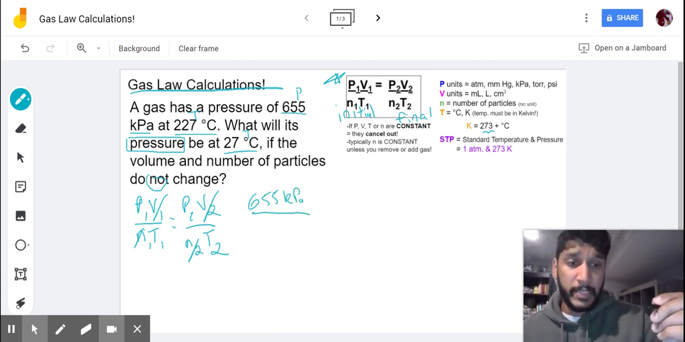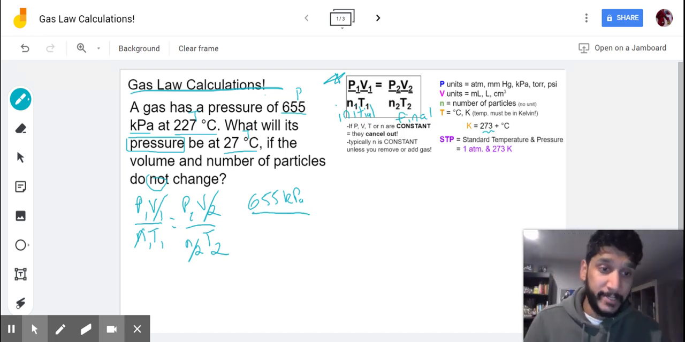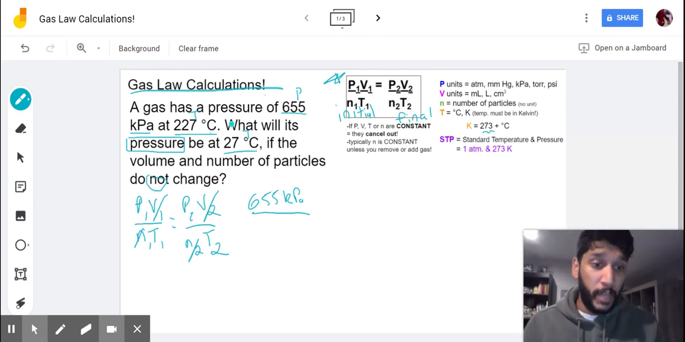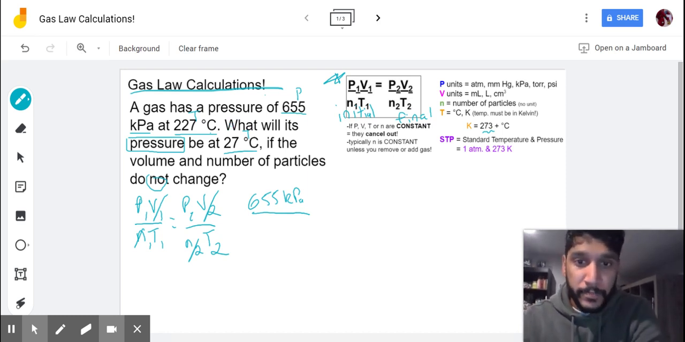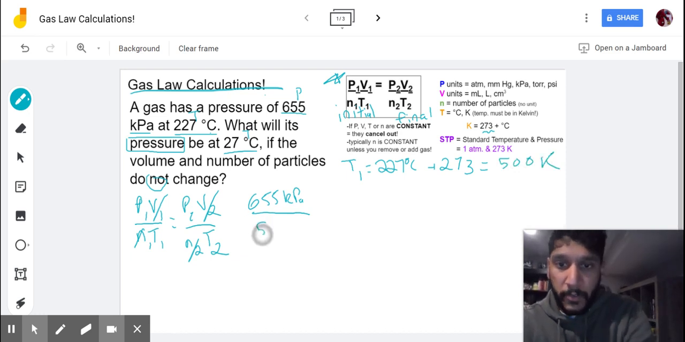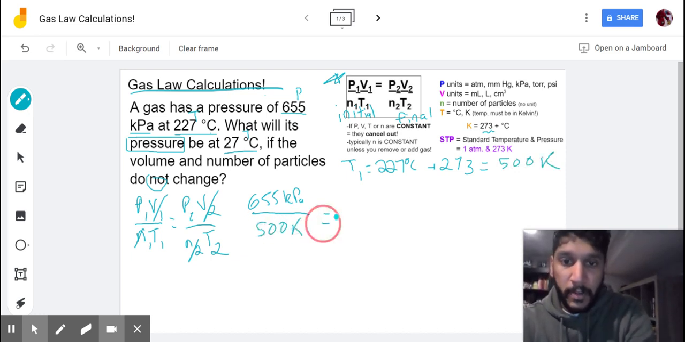So I'm going to write that down. No, I'm not. Why not? Degrees Celsius: we want our unit for temperature in gas laws to be Kelvin. To change that, T1 is 227 degrees Celsius, and we add that magic number 273 to it. If we toss that in our calculator, we get 500 Kelvin, so we can put 500 Kelvin into T1.